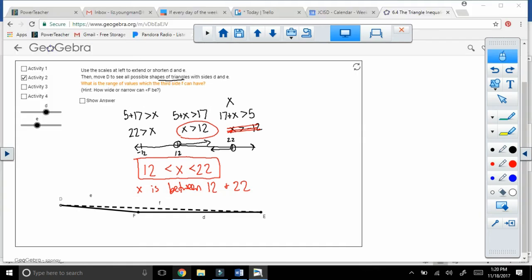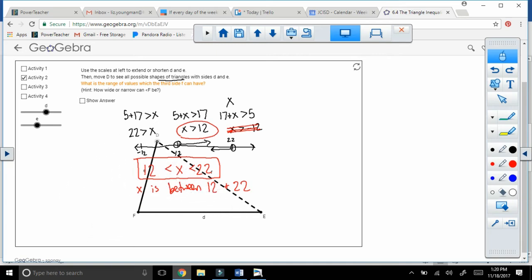So if these sides are 5 and 17, the very longest that this could be, well, if it became 22 when you add the 5 and 17 together, that would be a little too long, but it could be like 21.9 and make a triangle. So it has to just be a little less than 22.